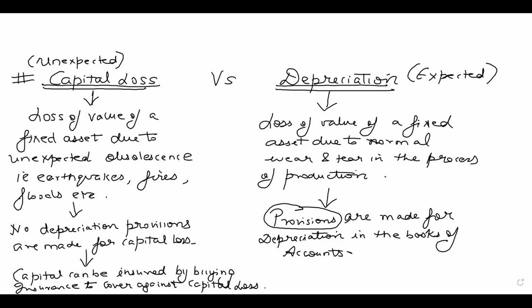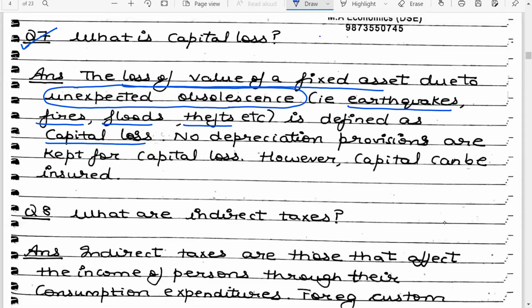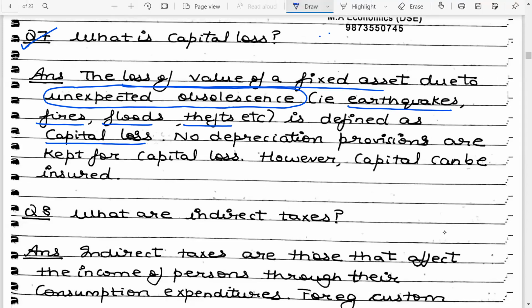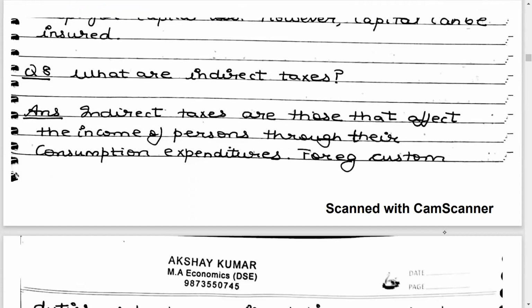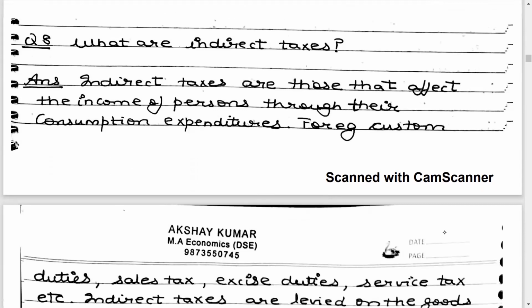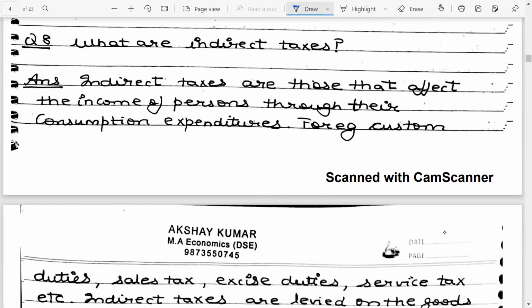Okay. Coming back to the lecture note, let's now talk about question 8. What are indirect taxes? So again, these are all 1 markers. Okay. So let's look at question 8. What are meant by indirect taxes?